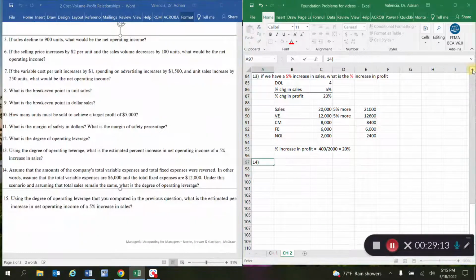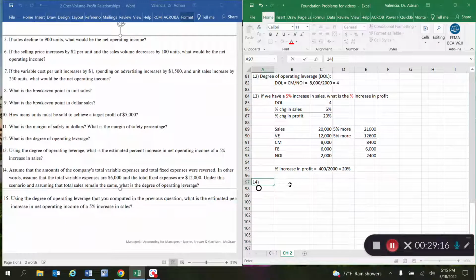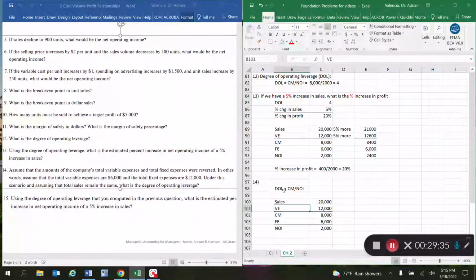Okay, so let's go ahead and keep this one visible so we see how that works. So we said that the formula for degree of operating leverage equals contribution margin divided by net operating income. So what we need to do is figure out what that would be. Let's go ahead and reverse this stuff. They're asking us to have this as $6,000. Oh, I didn't do the formula there. So 20,000 minus 6,000. And then the fixed cost would be $12,000. So we would still have a profit of $2,000.